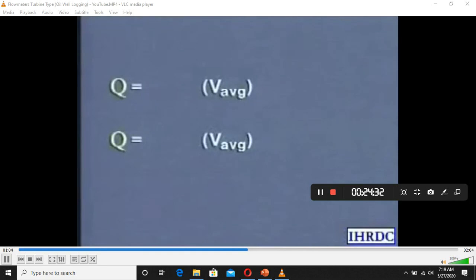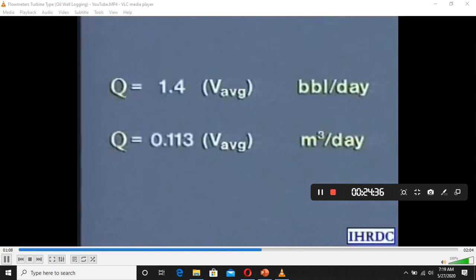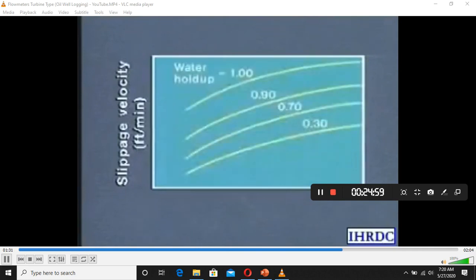To compute the bulk flow rate in barrels per day or cubic meters per day, one must multiply by the proper conversion factor and the wellbore ID squared. The cumulative bulk flow for different entry points is determined by difference. For multi-phase flow, once the bulk flow rate and holdup of the phases are measured, the slippage velocity of the light phase through the heavy phase must be determined. The relationship for slippage velocity is a function of holdup and fluid density difference.